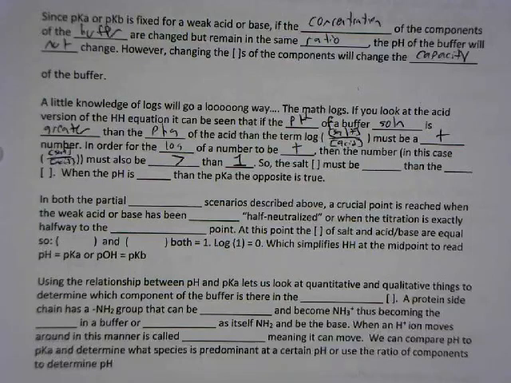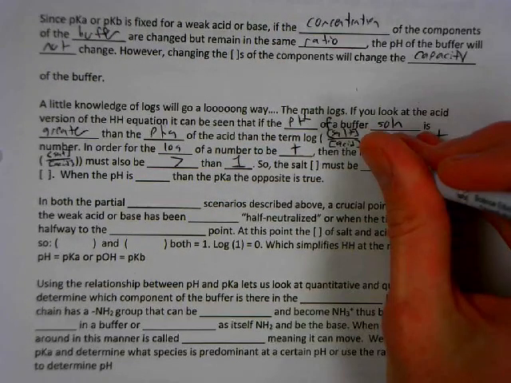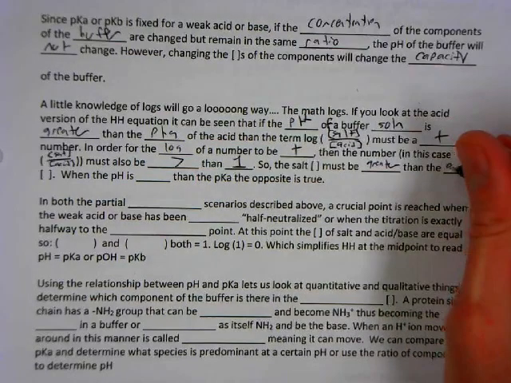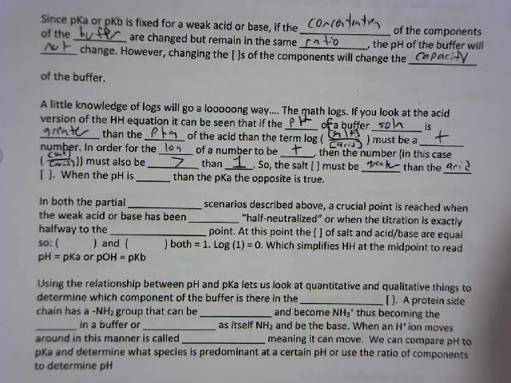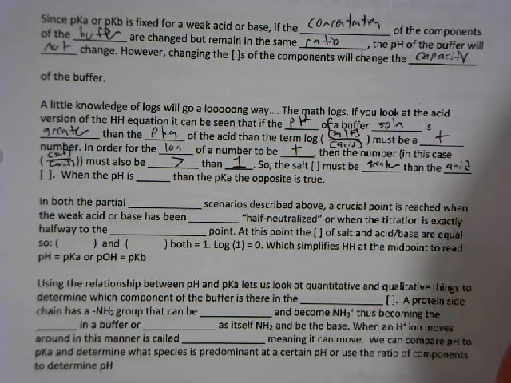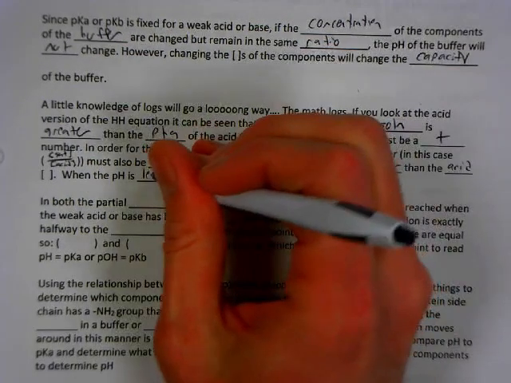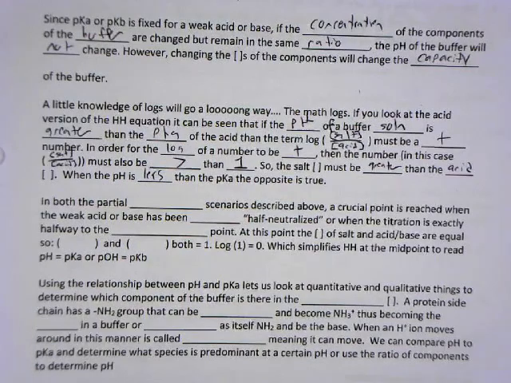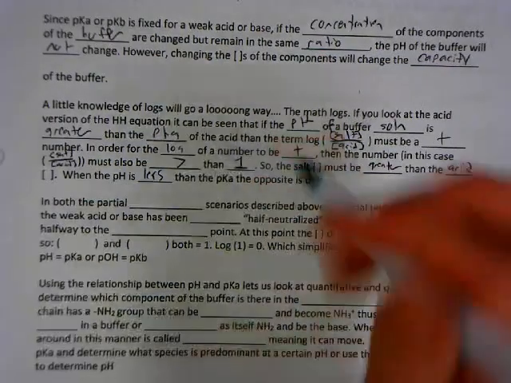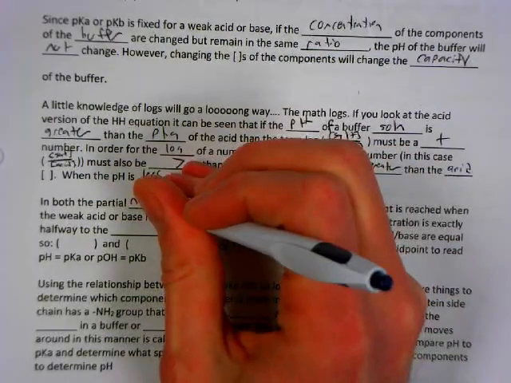Like I said, if you're good at logs, this will make more sense. It's okay if you're not. But I'm still going to finish this little thought. So the salt concentration must be greater than the acid concentration in order to get it greater than 1. So when the pH is less, the opposite's true.